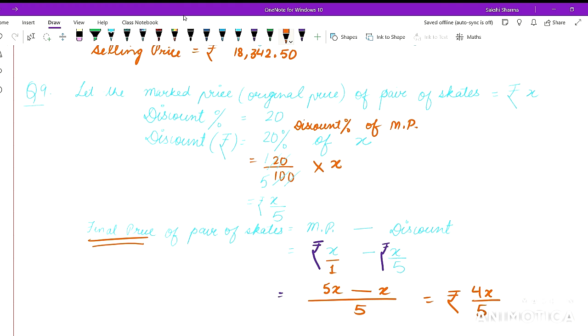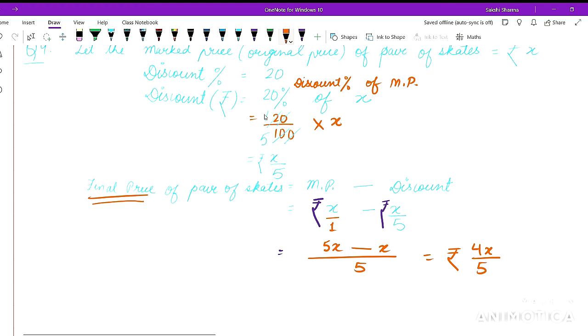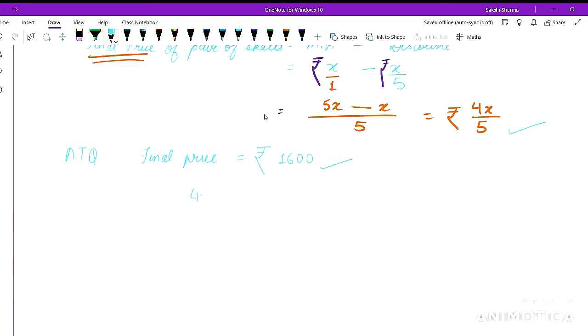But in the question, it is given that the price paid by Arun is 1,600. So according to the question, the final price is 1,600 rupees. So this value and this value should be equal. Find out x from here.